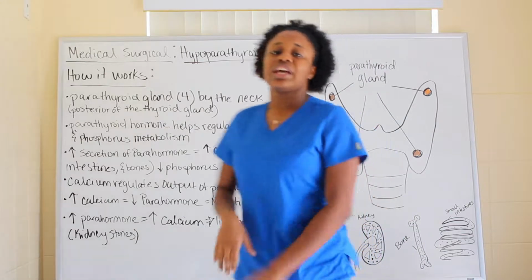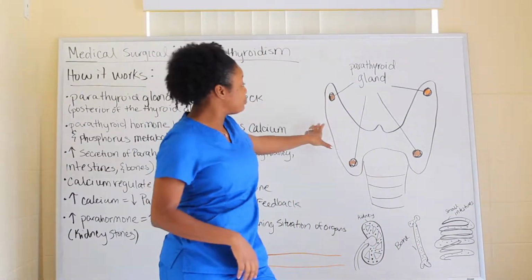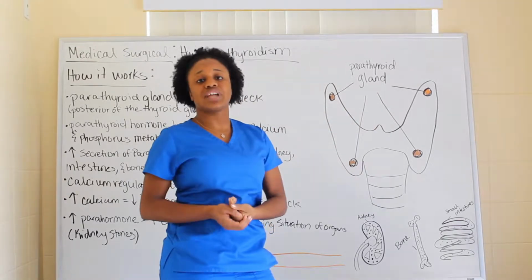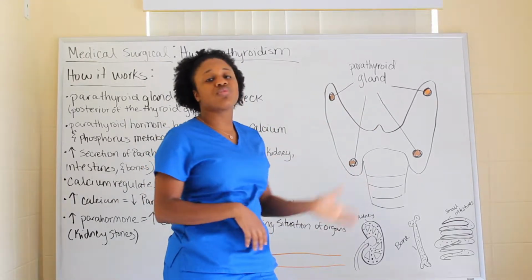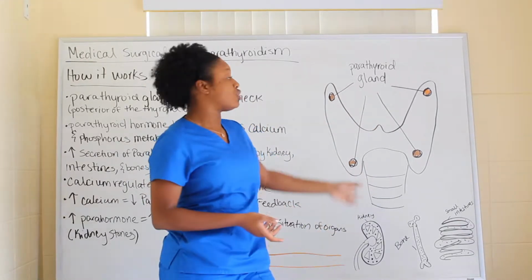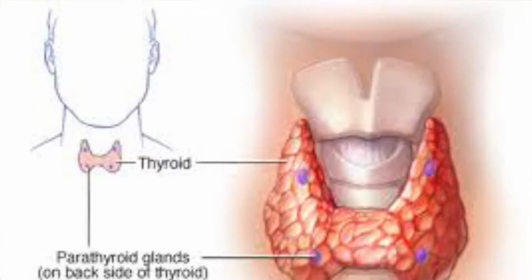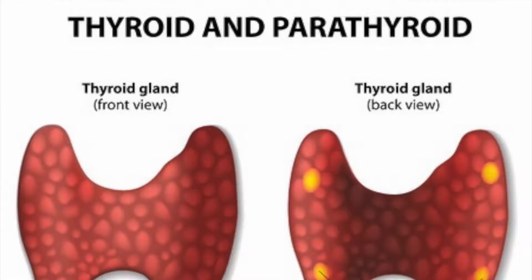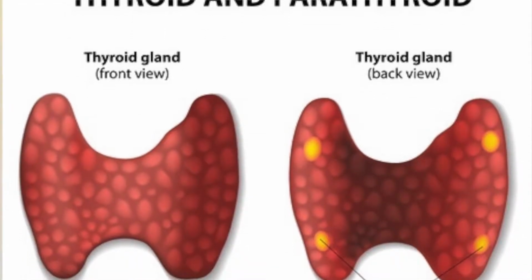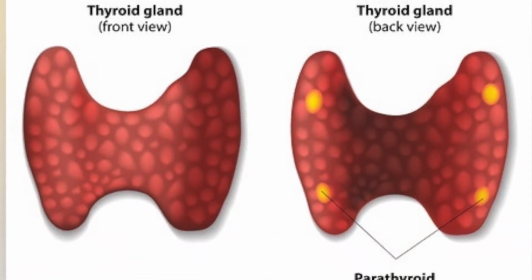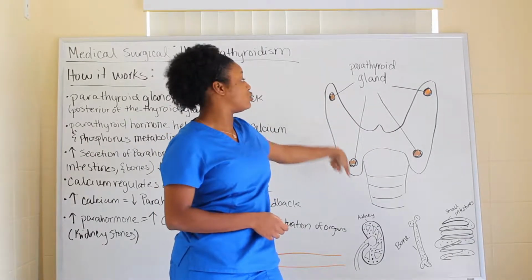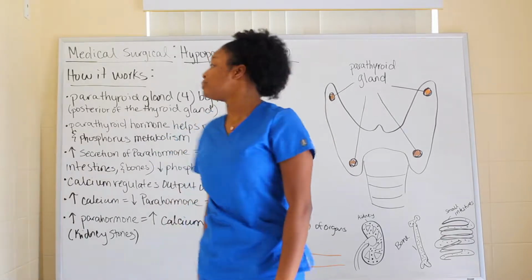So to begin with, if you look over here in my demonstration, you have 4 different nodules. Those consist of the parathyroid glands, and they are located right behind the thyroid. If I was to turn this around, right here in the front, because it's located in the neck section, I have my thyroid gland, and right behind that thyroid gland, I have my parathyroid glands. Okay, so those are those 4 nodules that you see.